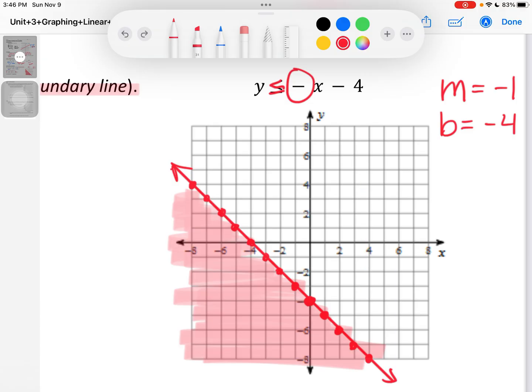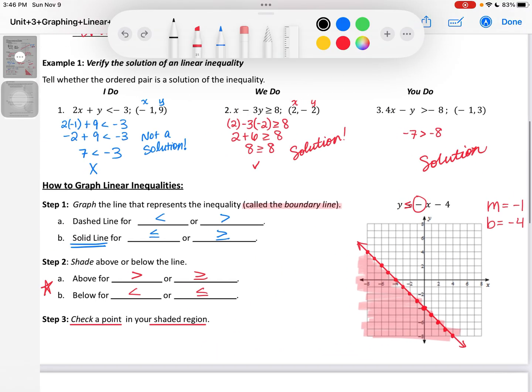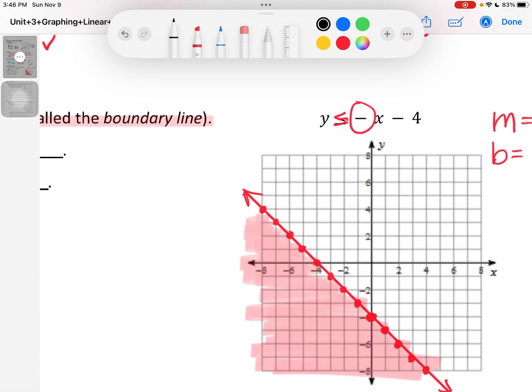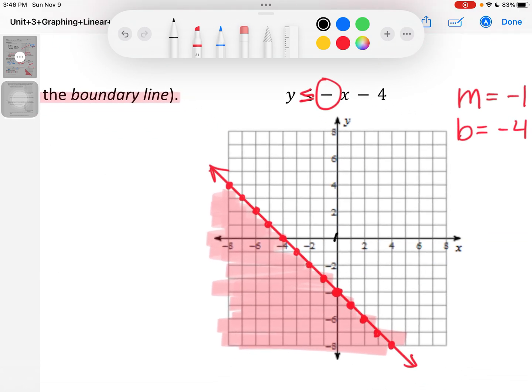So my favorite thing to do is to plug in an easy point and see if the inequality is true, kind of like we did up here. And the side that you shade is the side that should be true. My favorite point to plug in is 0, 0 because it's the easiest. If your line is on that dot, then try to do one pretty close to it. That's also easy to do.